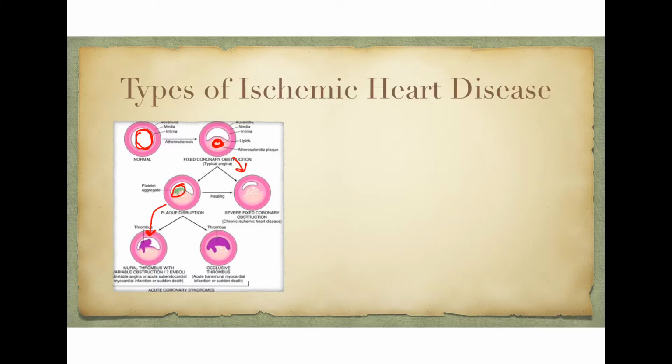Finally, if this plaque were to rupture and expose its contents to the blood that's flowing through, a complete thrombus can form, completely obscuring the entire lumen, and that will lead to infarction and death of myocardial tissue. And that's the most severe manifestation, which would lead to a myocardial infarction.